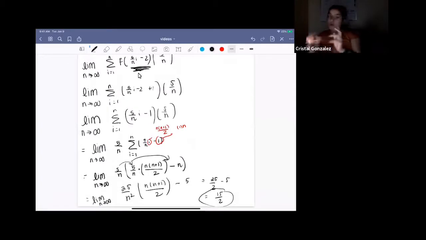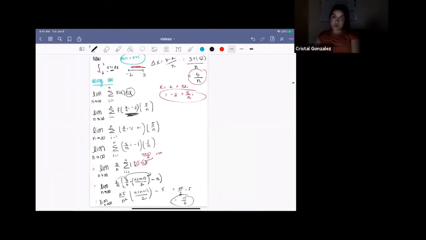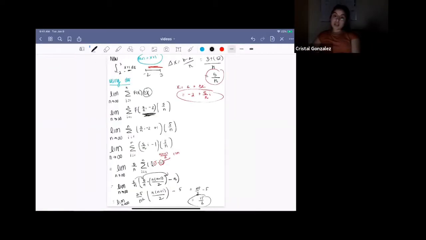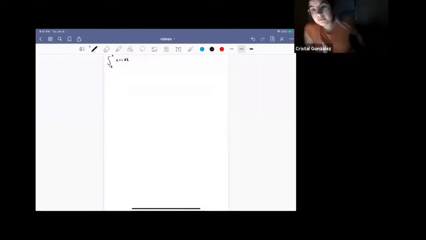But we don't always have to do it like that. And in fact, when you can, and you can't always do it, you can actually do it geometrically. Because if I'm just going to write down this function again, if I write down the integral from, what was the integral from? Negative 2 to 3 of x plus 1 dx. Well, if I go ahead and actually graph this function, let's graph it.